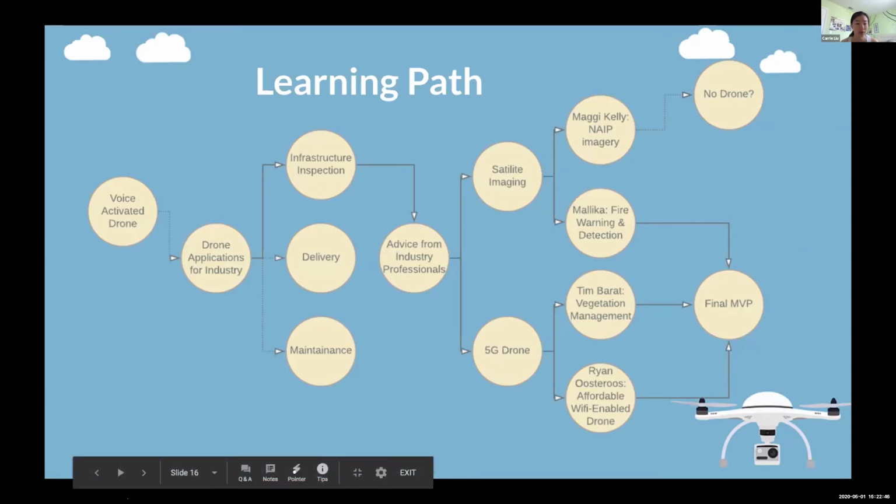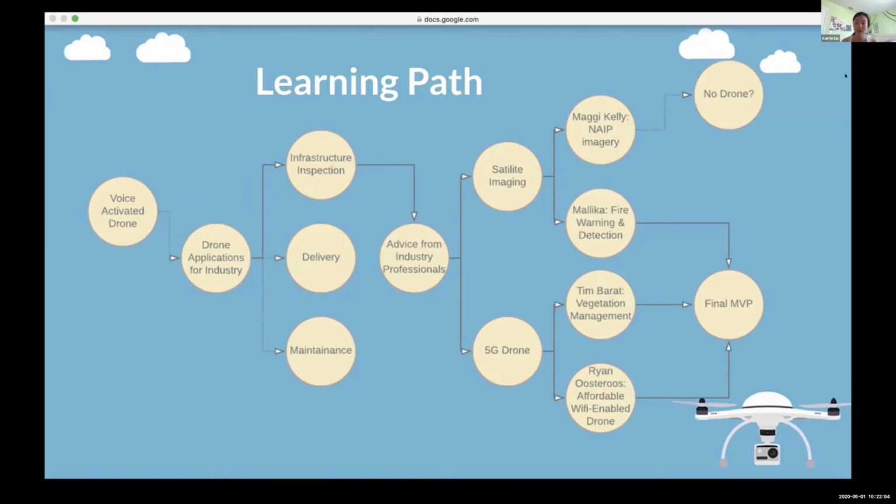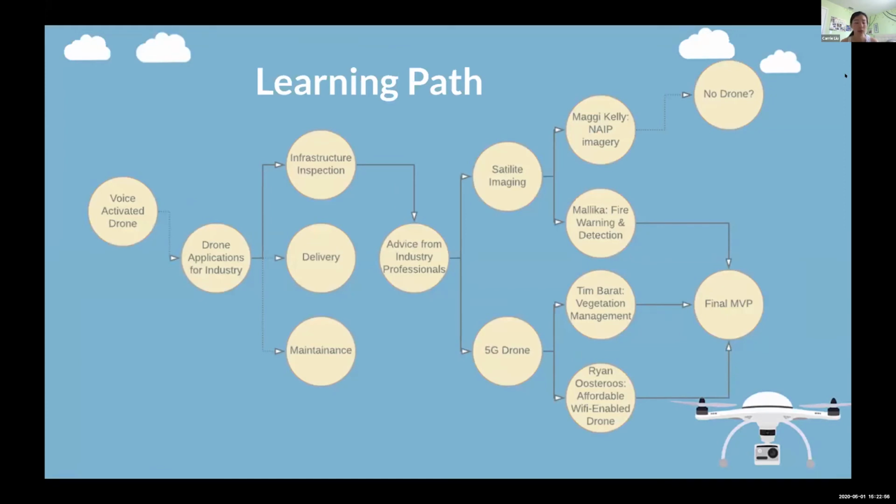Just a little bit of an overview of how we got from our initial idea, which was a voice-activated drone, to our final MVP. So after our first initial idea, we wanted to explore more of the benefits of 5G. And we decided to explore the applications of drones for industry use, for infrastructure inspection, transit, monitoring, or delivery. And our greatest pivot points came from advice that we got from industry professionals.